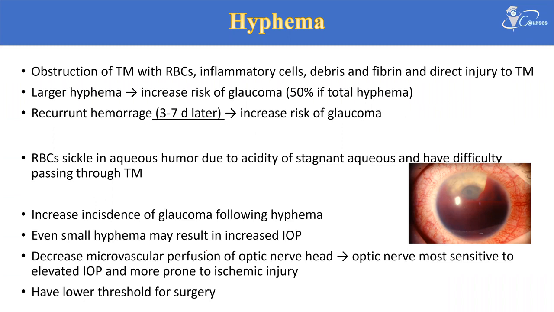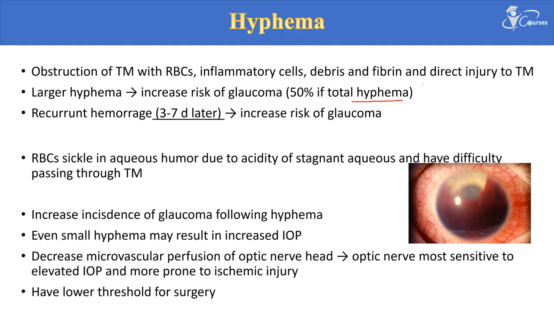So what will be the risk of developing glaucoma? We will summarize it. A large hyphema will increase the risk of glaucoma, like 50% of total hyphema, but we will just break it down because it was asked before in the ICO exams.